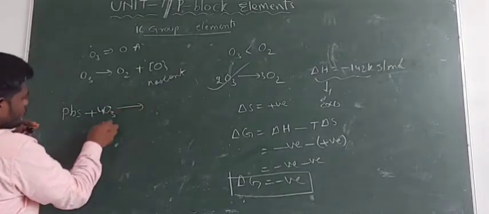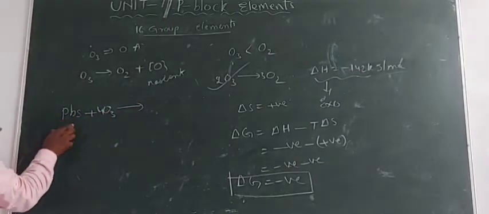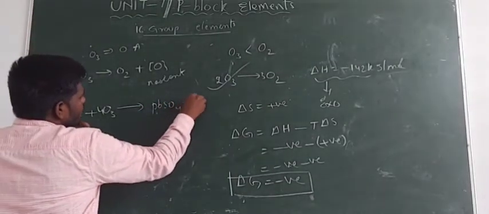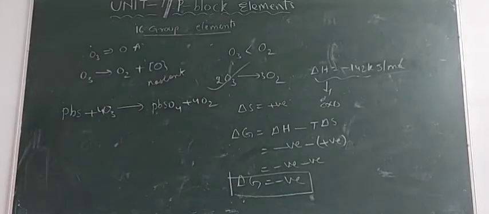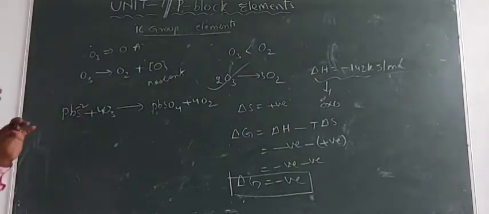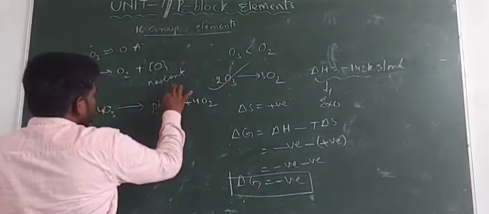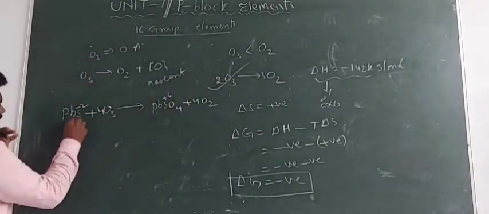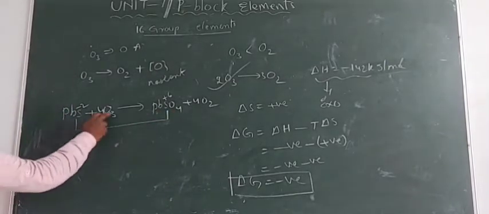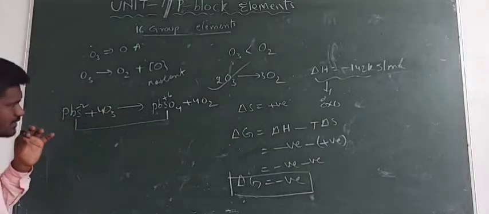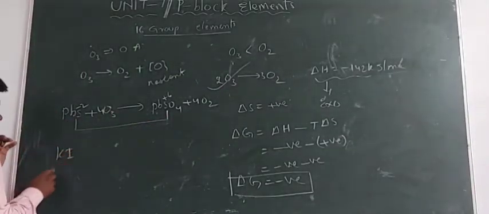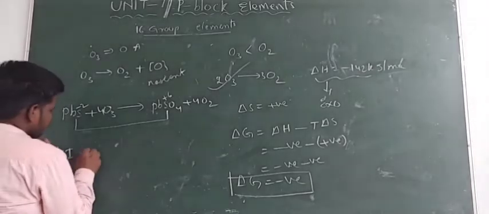Ozone can oxidize the PbS, lead sulfide, to lead sulfate, PbSO4, and we can get 4 moles of O2 here. So in this molecule, sulfur has -2 oxidation state, and in this case, sulfur has +6 oxidation state. So here it is oxidized. In the presence of ozone, lead sulfide oxidizes to lead sulfate, and the next one, ozone can oxidize the iodide present in potassium iodide.